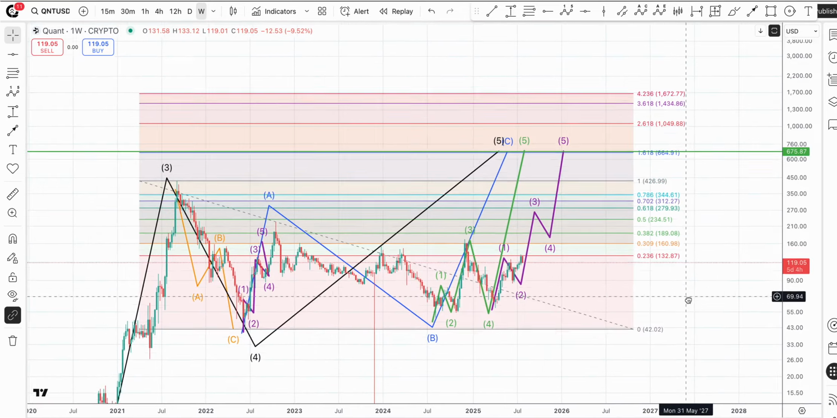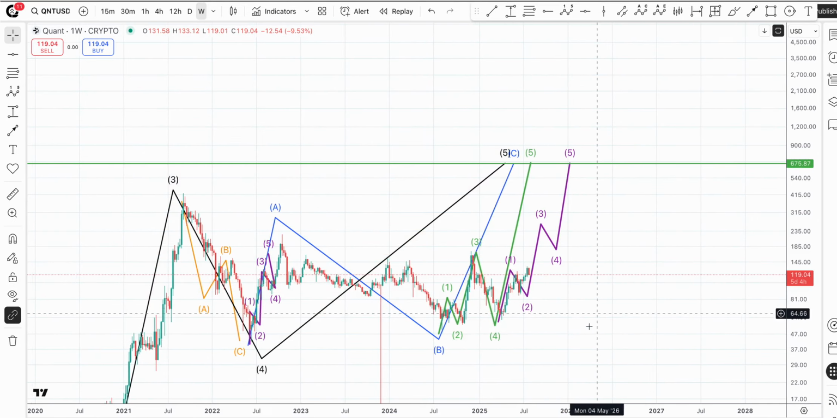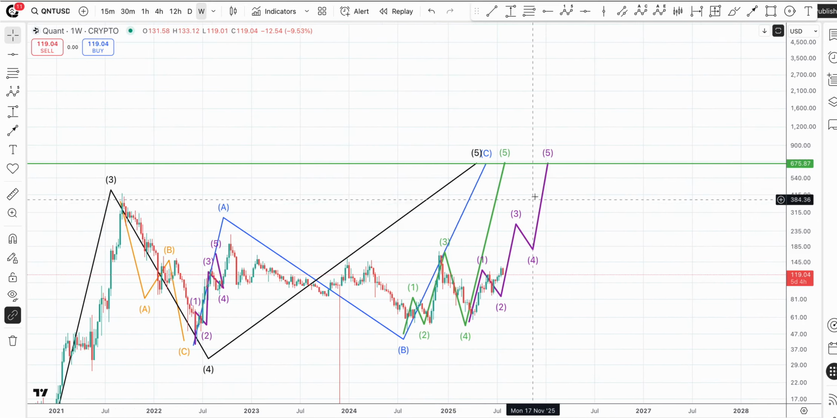So what do these next couple waves look like? We're talking about right now, we have this run up. We're going to be ending right around 675. So I'm going to take the drawing from the low here.